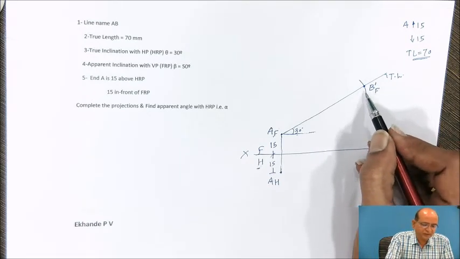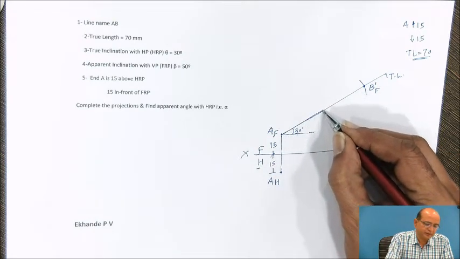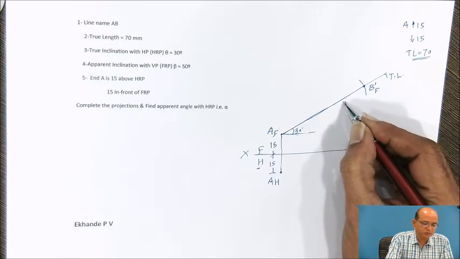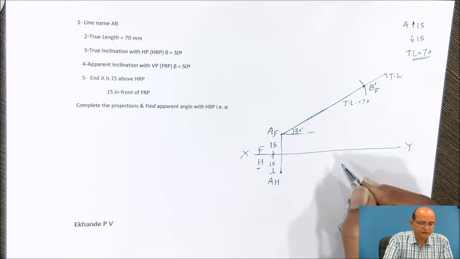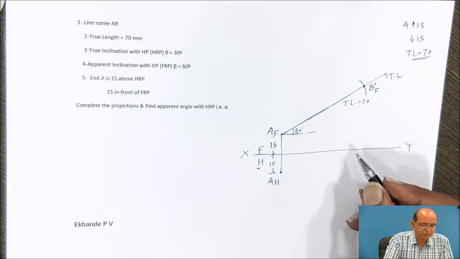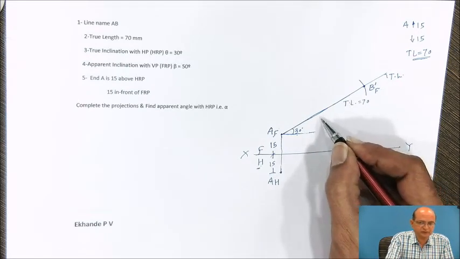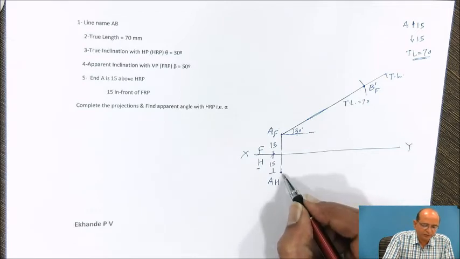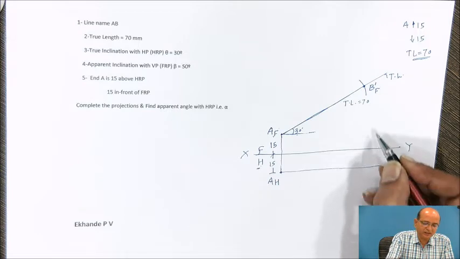Now here once we complete the AF and AH points, this is the true length of the line equal to 70 millimeter, correct. Now the next step is to get the parallelity in the adjacent view for this true length. So when the line is showing true length over here, it will appear parallel in the adjacent view, that is known to us.